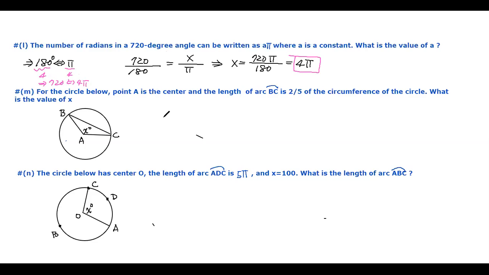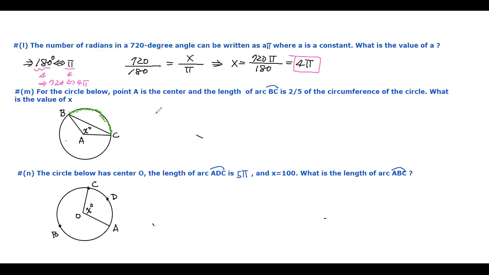For the circle below, point A is the center. The length of the arc is 2/5 of the circumference of the circle. So what is the value of x here? Okay, let's take a look. Let's say the length of BC here. This is the arc BC, right?